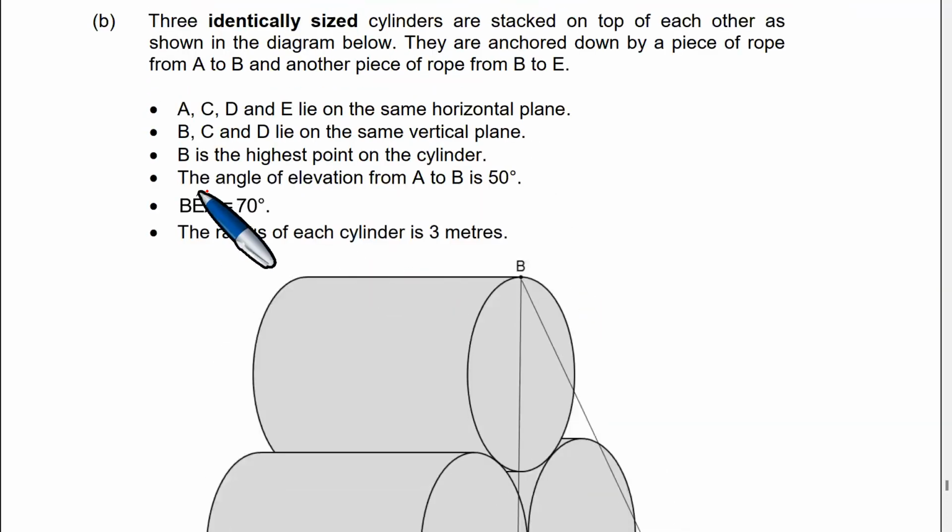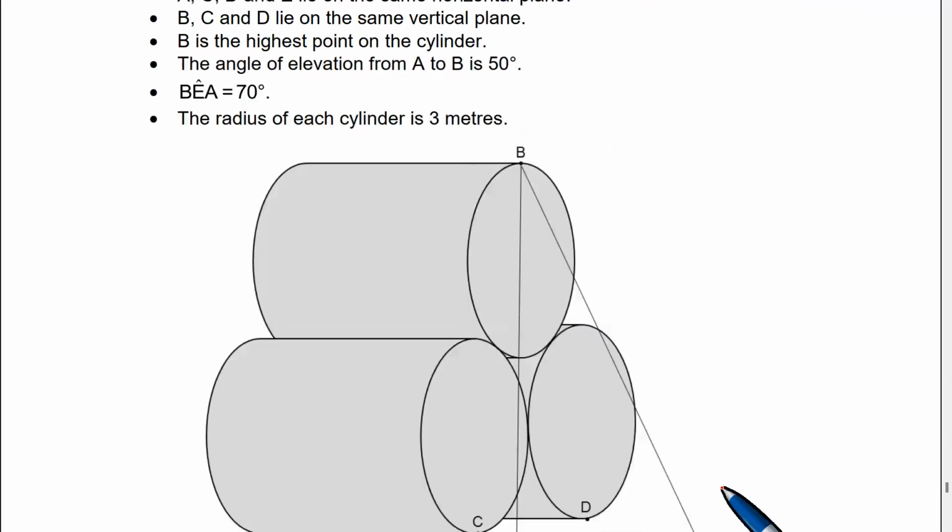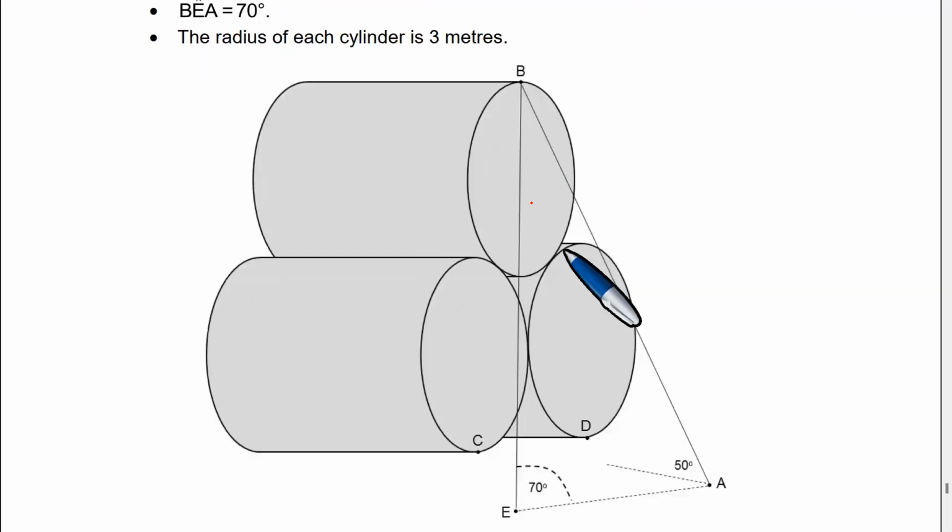Okay, we're finishing, guys. The angle of elevation from A to B is 50 degrees. Here the angle of elevation is 50 degrees.